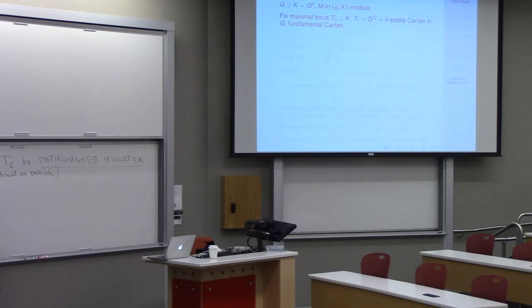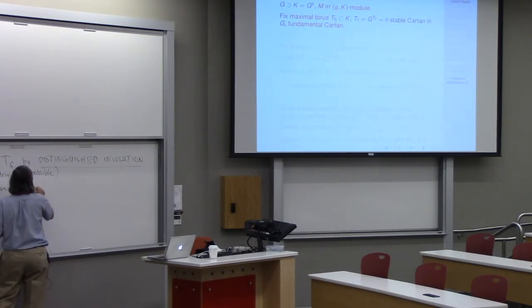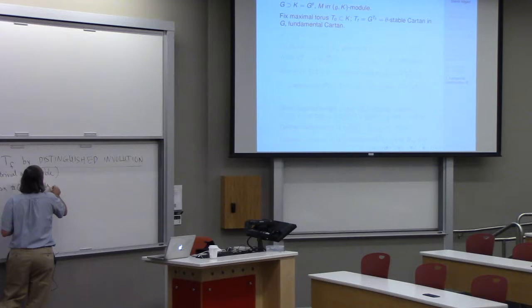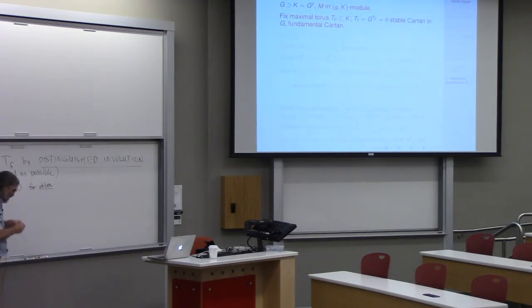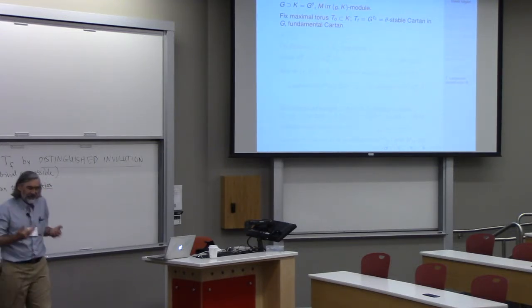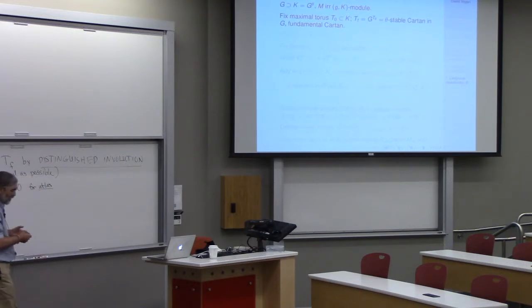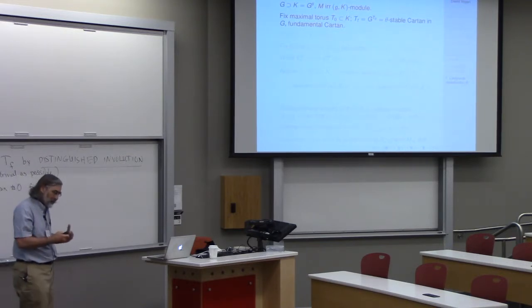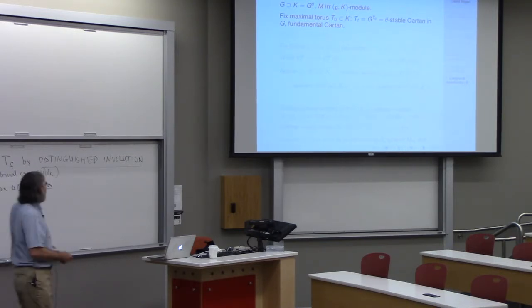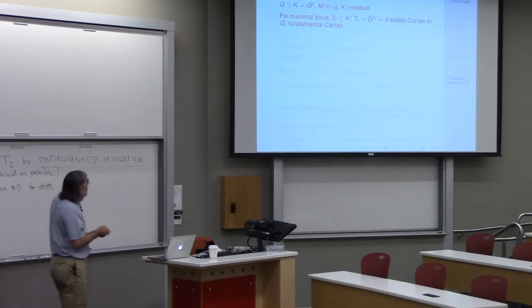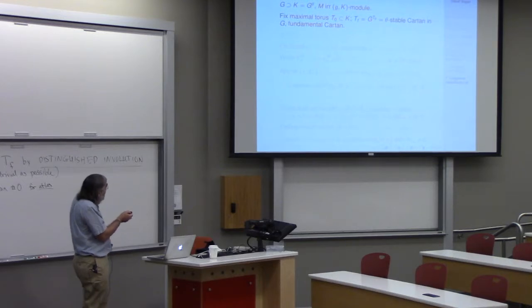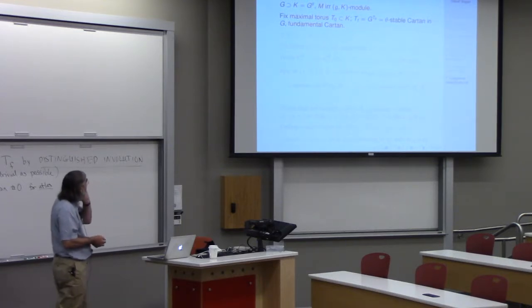And so this TF corresponds to Cartan number zero for Atlas. Because for Atlas, the idea is to start with this distinguished involution and then work as you move away from it. So you start where things are easiest. Oh, okay, so I want to start with that torus.